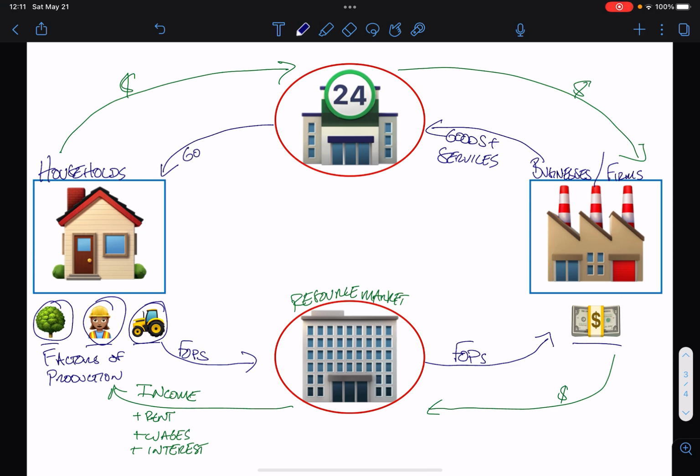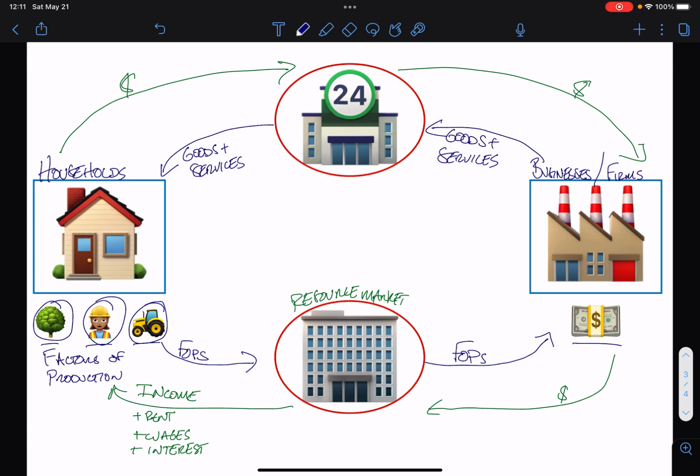So what we have here are goods and services flowing in one direction and money flowing in the other. And it's now pretty clear to see why we call this the circular flow model. You've got resources being turned into goods and services, and those resources and goods and services flow one way, and then money is going to flow in the opposite direction.